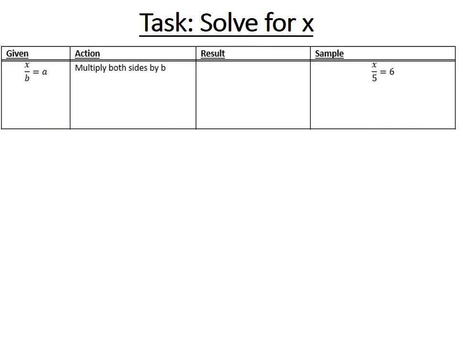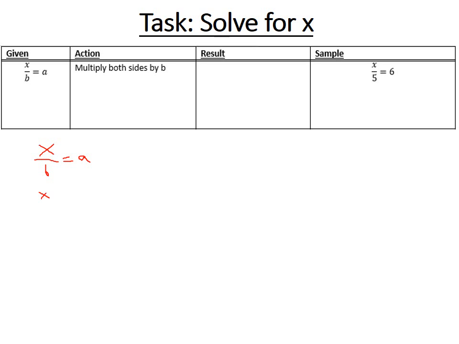Alright, so now we're going to try to solve for x when x is being divided by something. The opposite of a division is multiplying. So if we have x divided by b is equal to a, we want to get x alone. We want to get rid of the b. The opposite of a division is a multiplication, so we're going to multiply both sides by b.